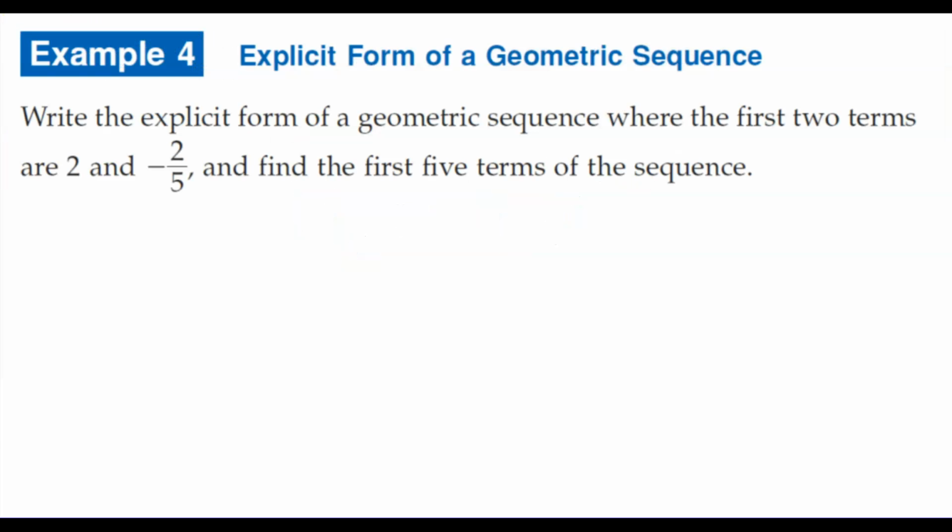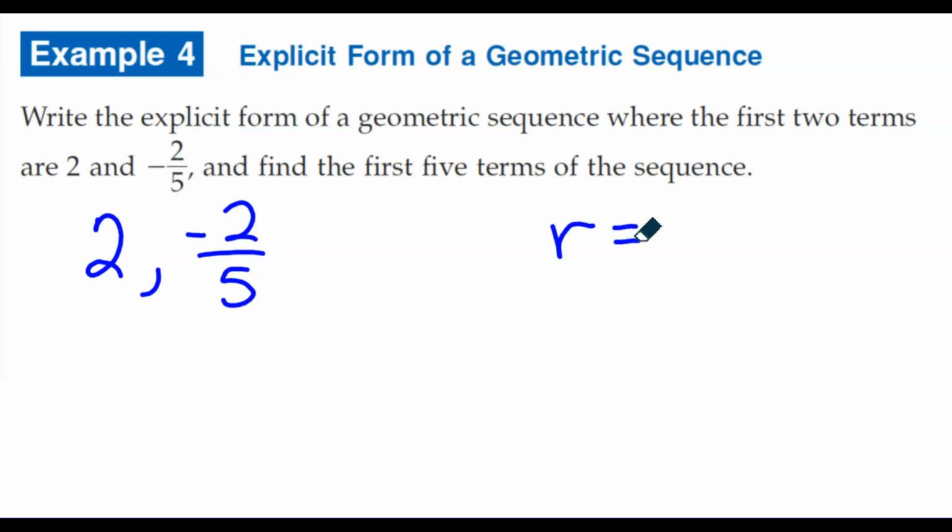So let's take a look at an example. Write an explicit form of a geometric sequence where the first 2 terms are 2 and negative 2 fifths. Okay, first term is 2, second term is negative 2 fifths. So first thing I have to do is figure out what is the common ratio.